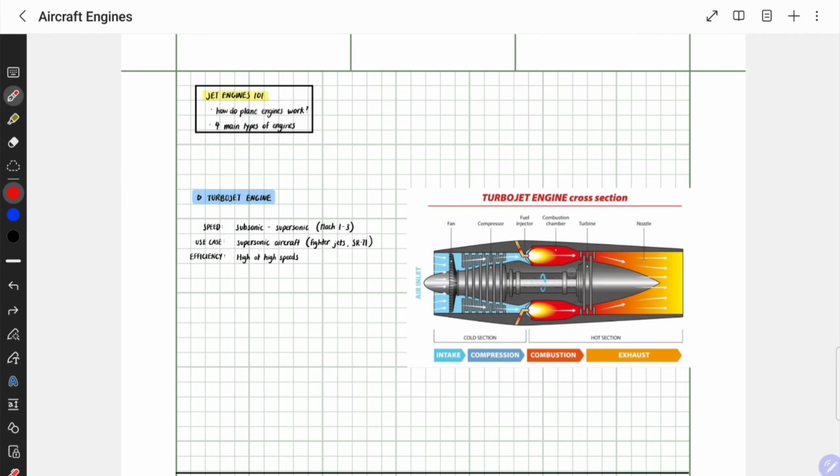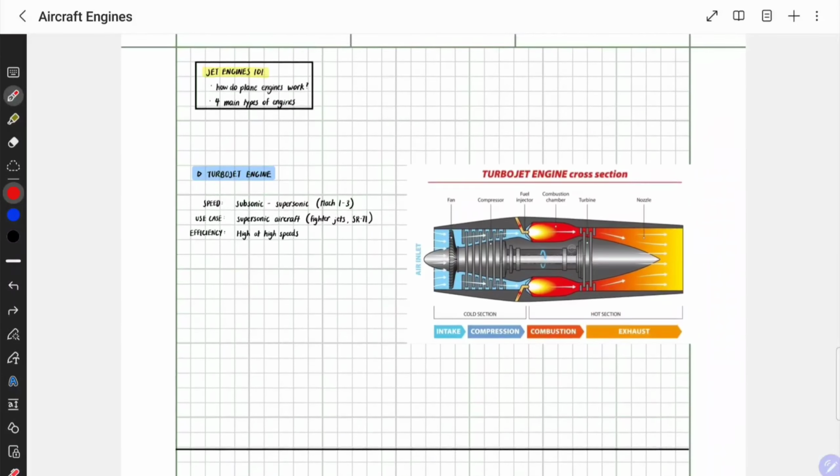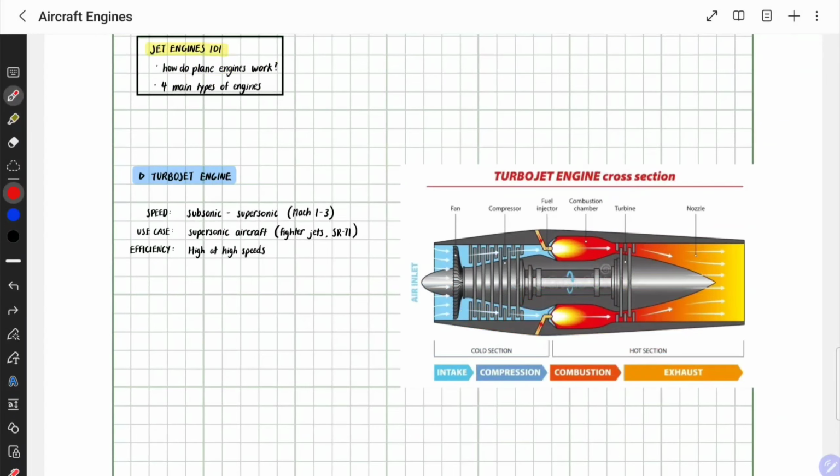So we'll go over the main mechanism of how an aircraft engine works and also the four main types of engines. So starting with the turbojet engine, which is most common in fighter jets like the SR-71 and other military aircraft. So there's four main sections.